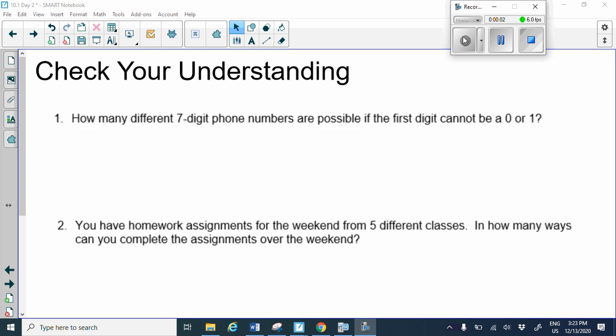Hey guys, so here's part 3 of the 10.1 day 2 notes. Now this is going to be your checking your understanding, meaning this is going to consist of everything from 10.1 day 1 and 10.1 day 2. So I'm always going to have you pause the video first, try the problem out, and then we're going to go over it.